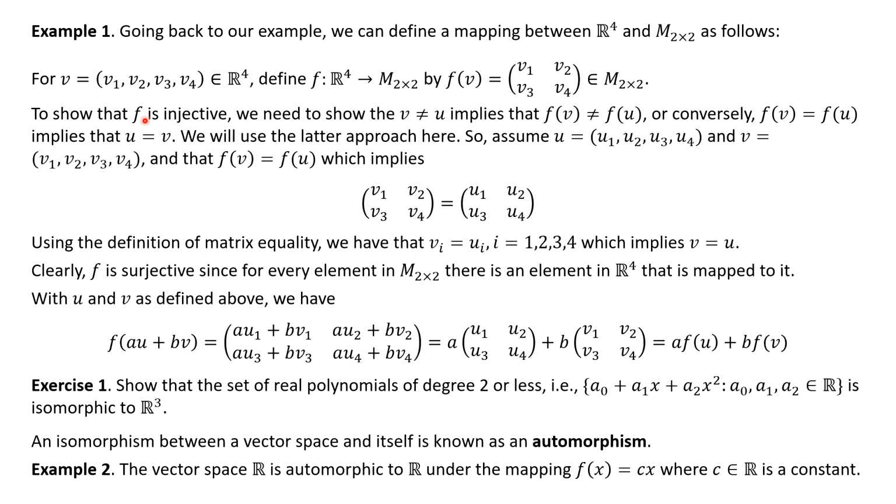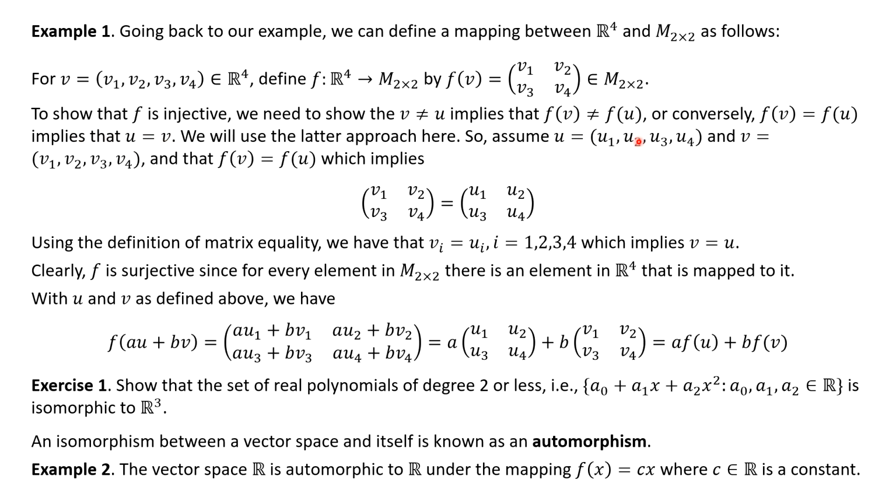First step is to show f is injective, and as we know from the previous slide, there's two ways of doing that. We can show u does not equal v implies f applied to v does not equal f applied to u, or we can go in the other direction and show that if the function is equal at the two different values u and v, then u has to equal v. So we'll take the latter approach.